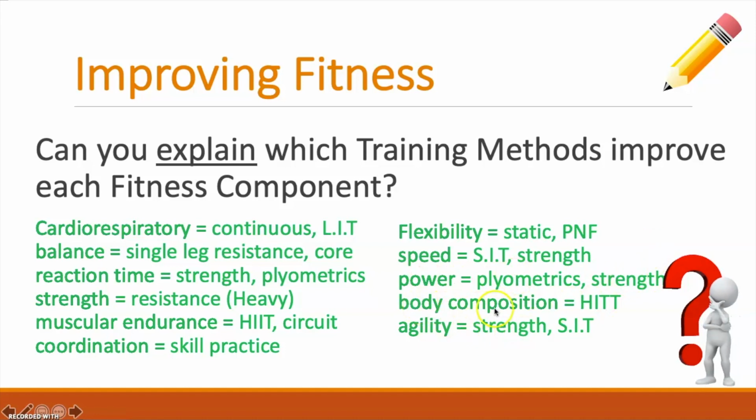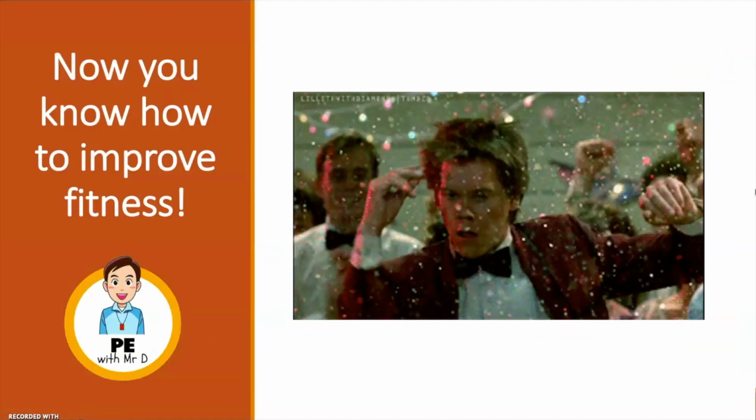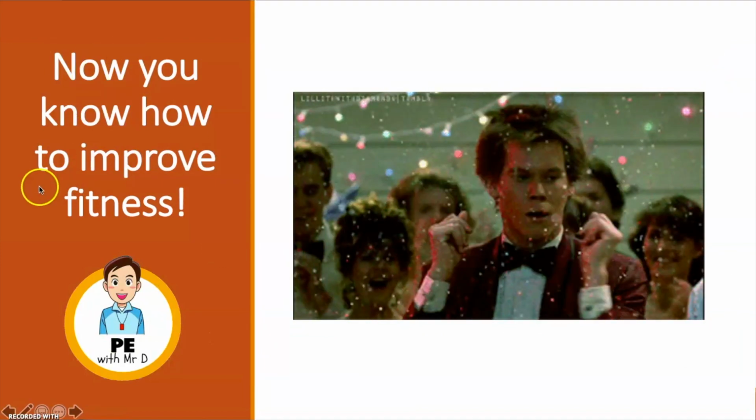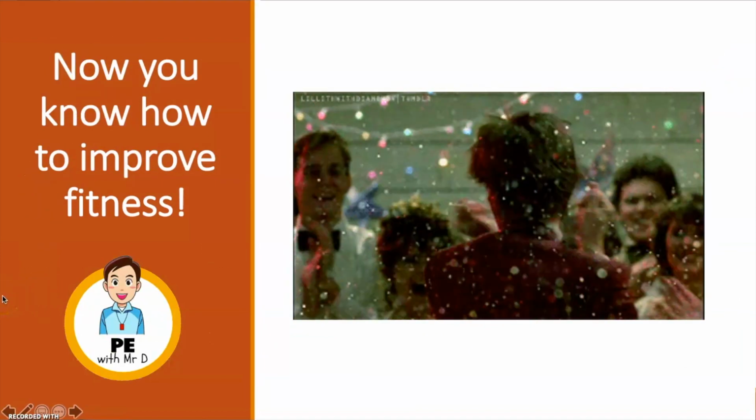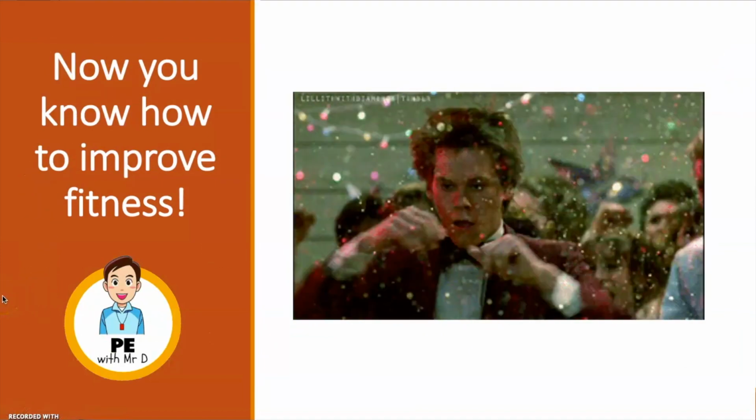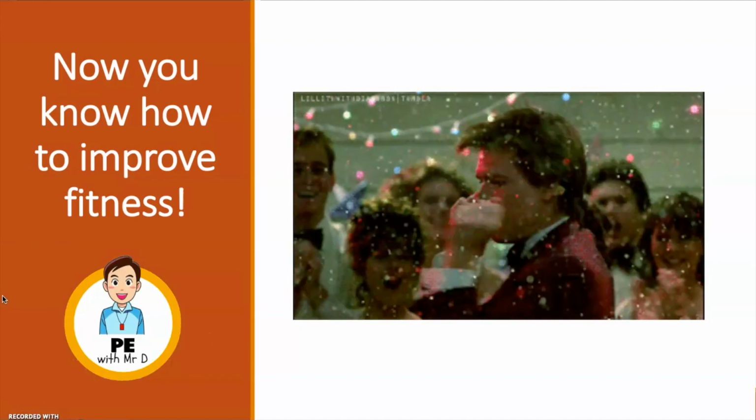For body composition, the best all-rounder is high intensity interval training. And finally, for agility, strength training and short interval training. How did you go? If you missed a couple, write these down. Congratulations, now you know how to improve your fitness. Use this information to go out and smash your next trial, fitness test or draft.